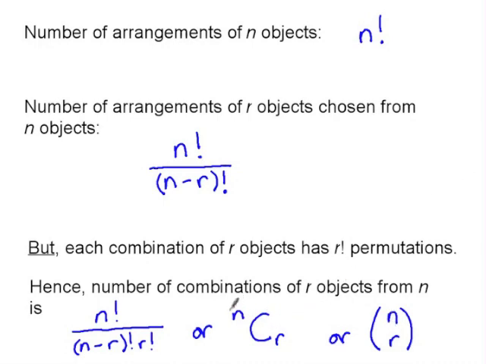Now there is an equivalent nCr for permutations, which is nPr, but this version, n r in brackets, always means n choose r. There's no equivalent for this notation when we're talking about permutations.